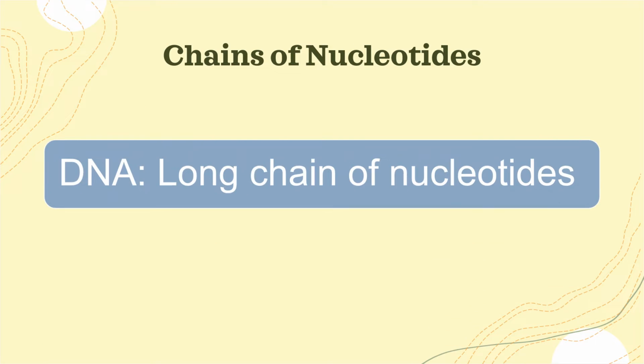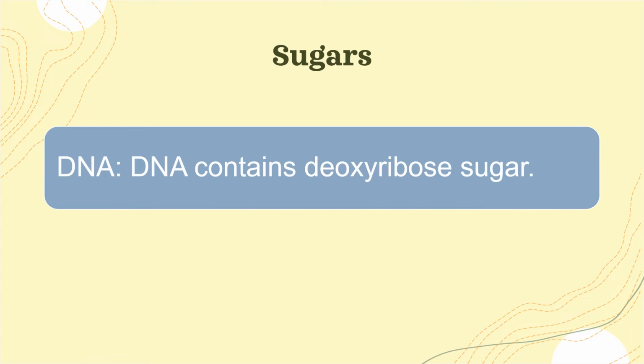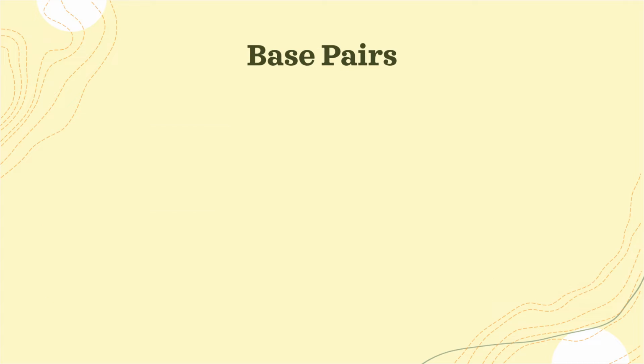Chains of nucleotides. In DNA, long chains of nucleotides are present, while in RNA, relatively short chains of nucleotides are present. Sugars. DNA contains deoxyribose sugar, while RNA contains a different sugar in its nucleotide, ribose rather than deoxyribose. So the D in DNA stands for deoxyribose and the R in RNA stands for ribose sugar.